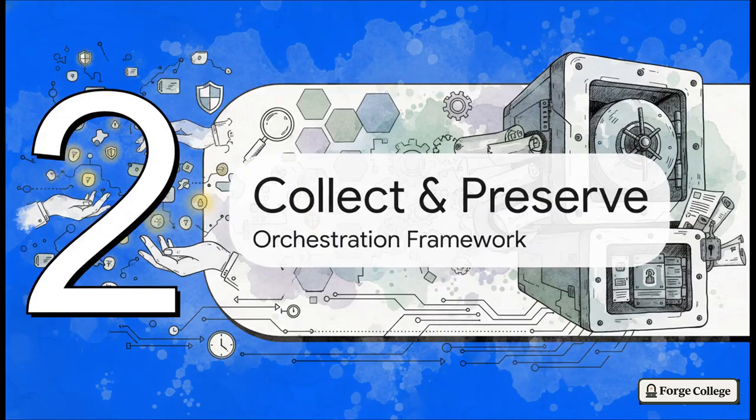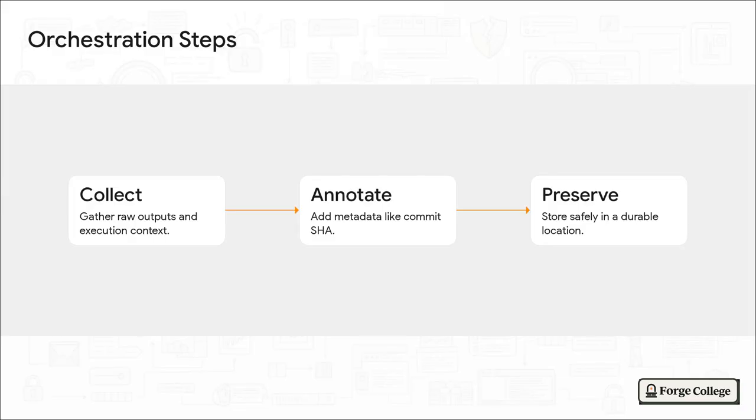Moving to Section 2. Collect, annotate, and preserve. This is the core framework of orchestration, which makes sure your valuable findings actually survive well beyond a single fleeting CI run. Basically, there are three mechanical responsibilities of orchestration when we're securing smart contracts. Step 1 is collect. The pipeline has to gather raw outputs from every security tool plus the exact scanner version and the input snapshot. Step 2 is annotate. You've got to add the minimal lineage metadata, like who ran the scan, the exact commit SHA of the protocol being tested, and the timestamp.